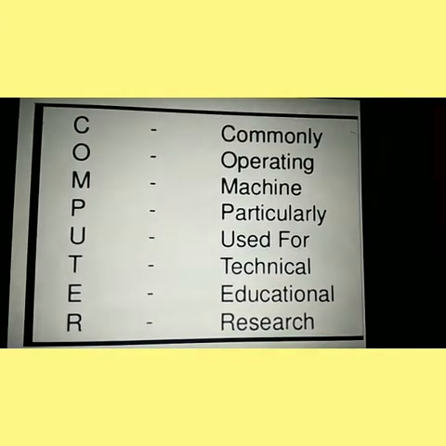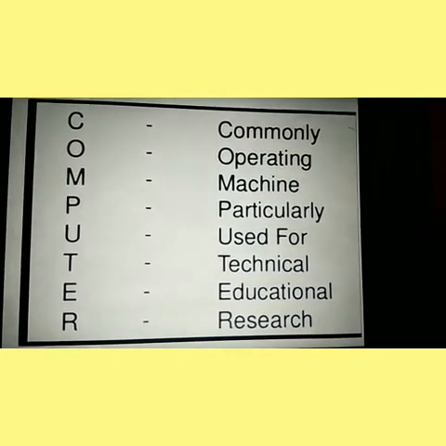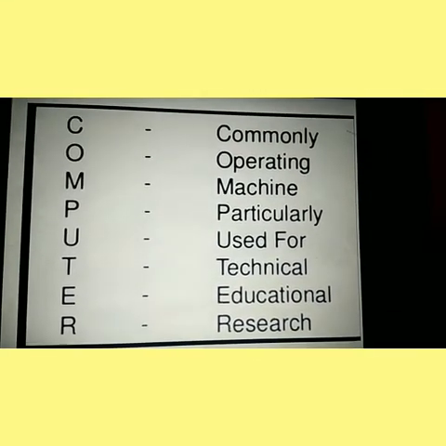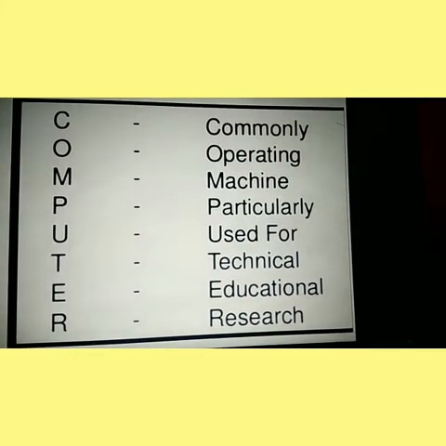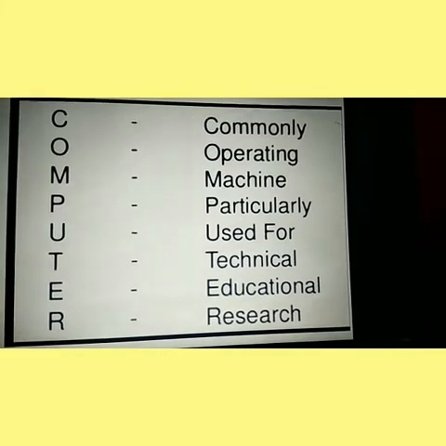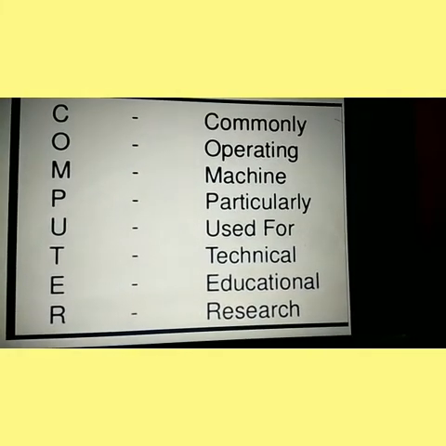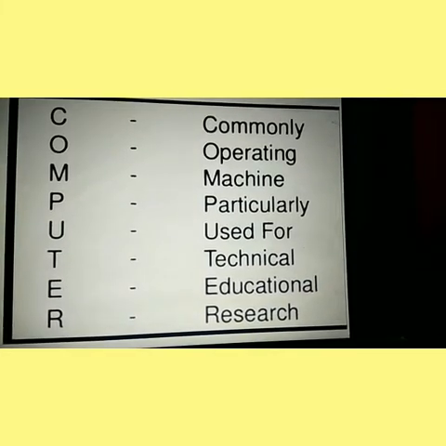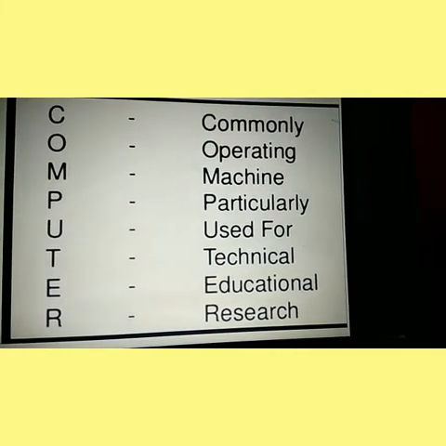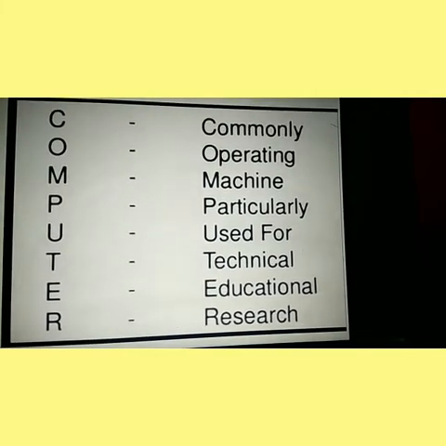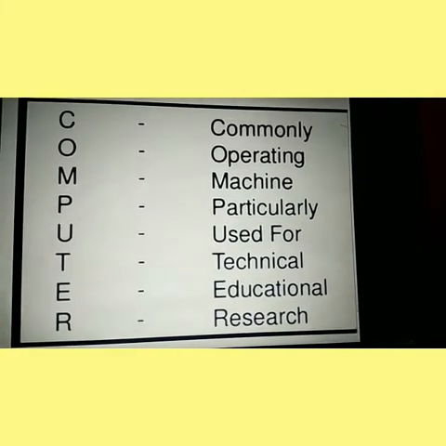Before starting the topic, students, do you know the full form of computer? Computer: C means commonly, O operating, M machine, P particularly, U used for, T technical, E educational and R research. All combined, this is the full form of computer.